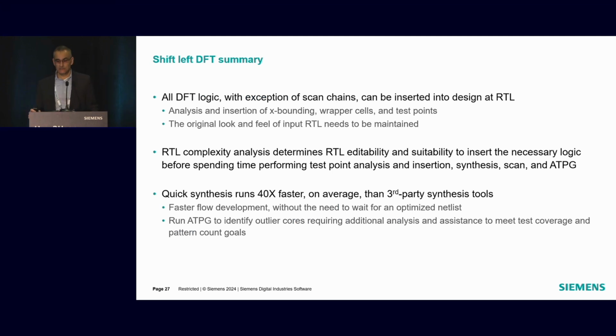So, summary slide. I know I'm pretty much out of time, so I'm going to leave that up there. What I really want to highlight is that the new things are the complexity analysis, the analysis of RTL test points, X-bounding logic, and wrapper cells, and now all at RTL. And quick synthesis is also a capability you have access to in the tools. So take advantage of it. It could make you productive and make things a lot easier. Okay.